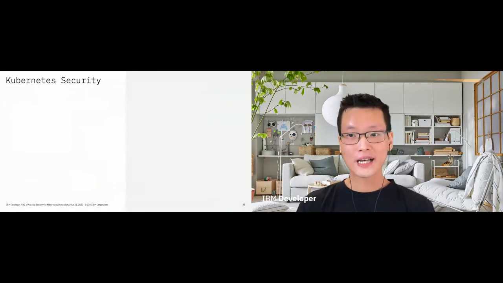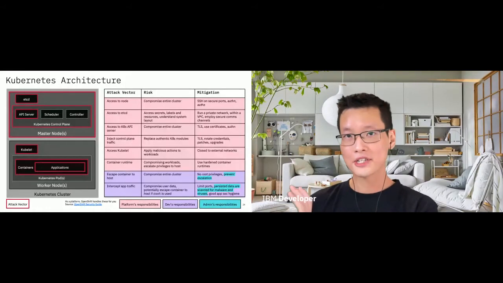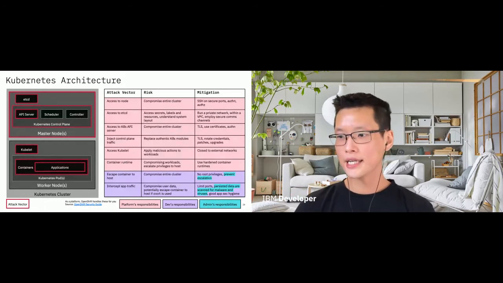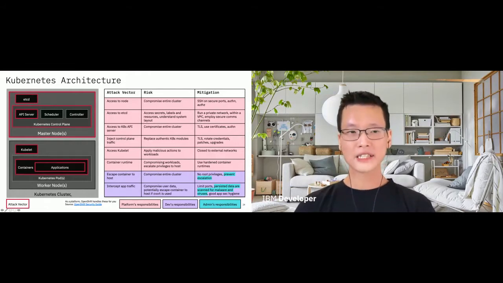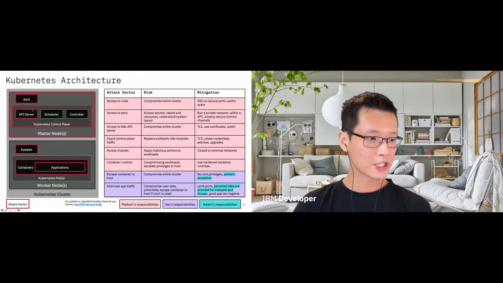So first, let's walk through some high-level Kubernetes architecture to understand the different attack vectors and the risks involved. To run a Kubernetes cluster, which is denoted by the light gray box here, there are 2 portions of a Kubernetes cluster. You have the master node and the worker node. The master node hosts the Kubernetes control plane, which includes the API server, the scheduler, and the controller. The etcd database is a separate component to the Kubernetes control plane. So what does it all mean?